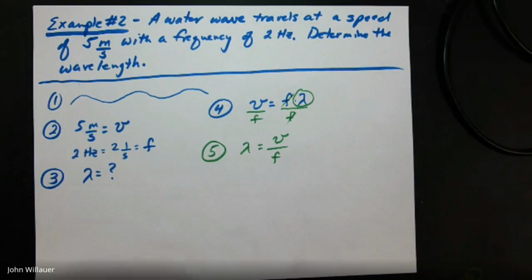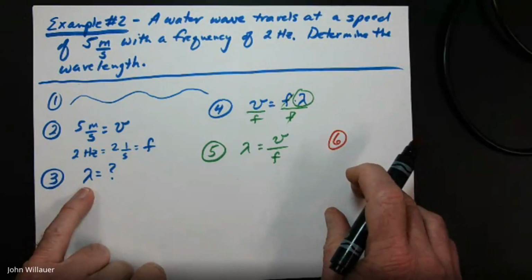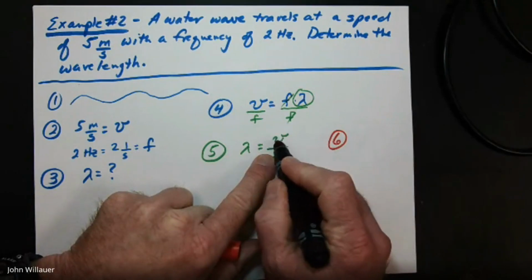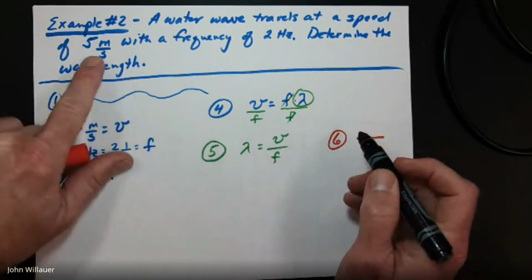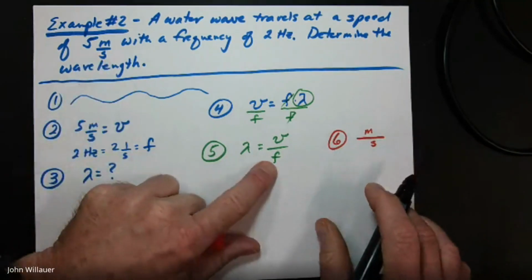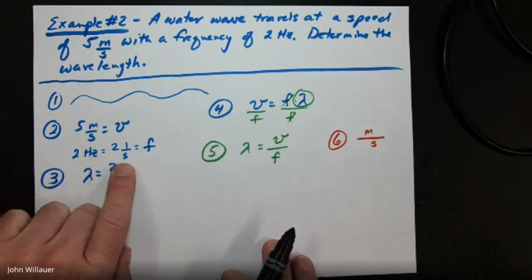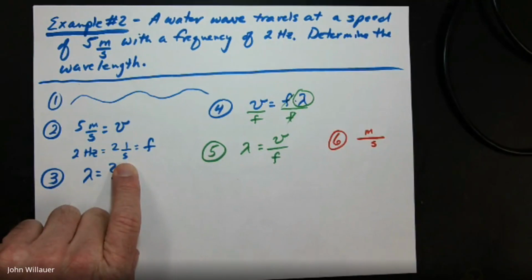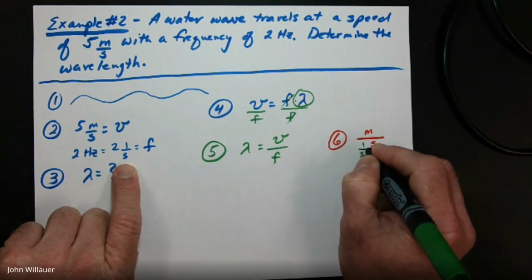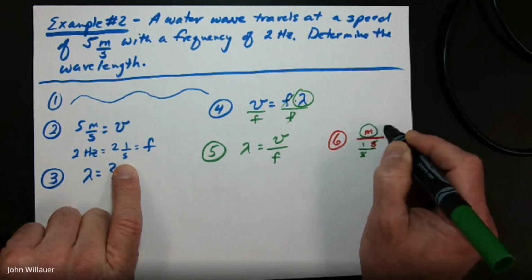Now I want to check my units, because if I'm looking for a wavelength, it should just be a unit of length, which is meters. So let's check. On top, I have the velocity, with units of meters per second. Underneath are my units for frequency. I can't use hertz here; I have to use per second, so 1 over seconds. Then I notice I have a second over a second. They cancel, so I'm left with meters. My units check out.